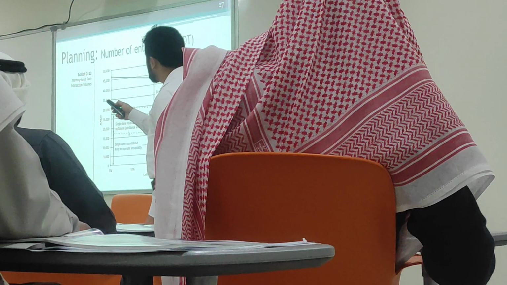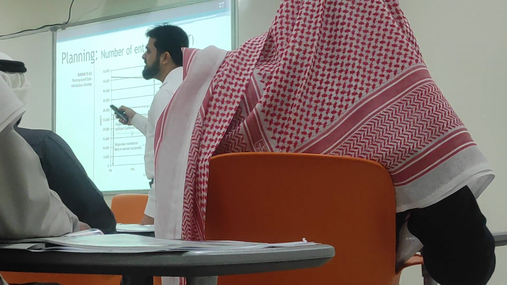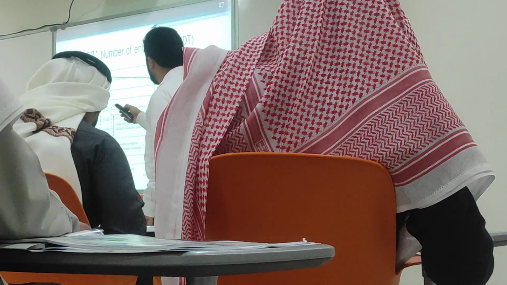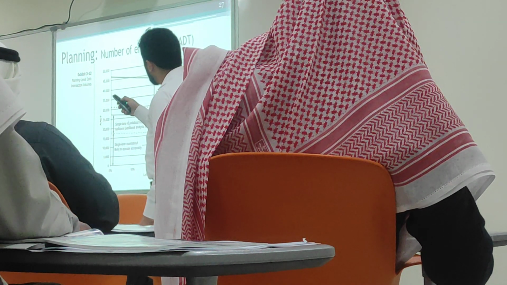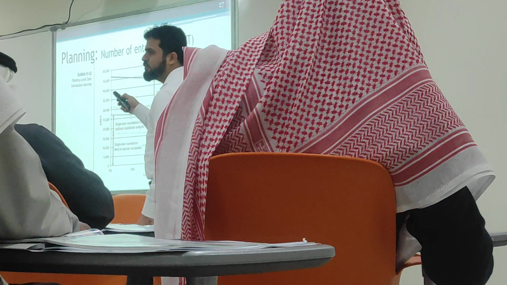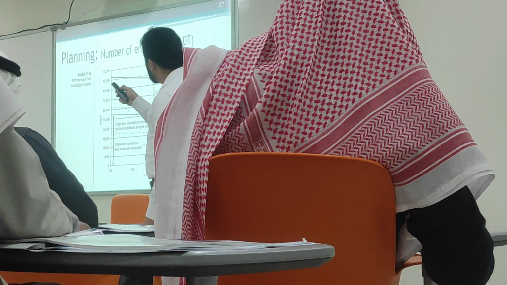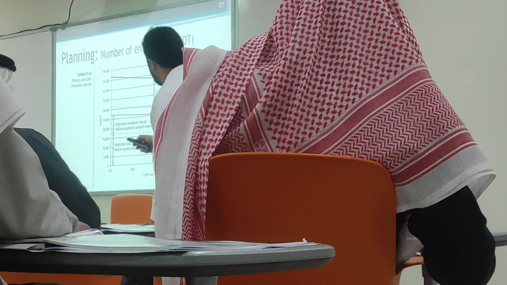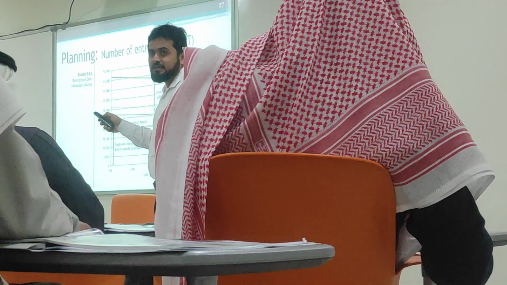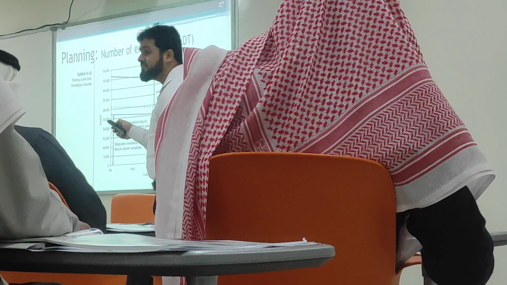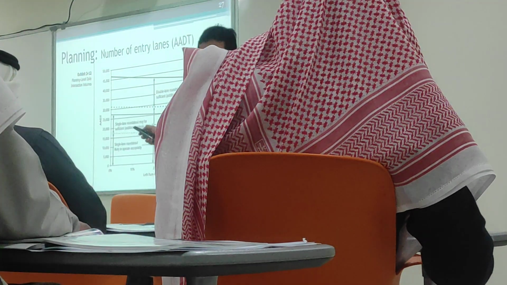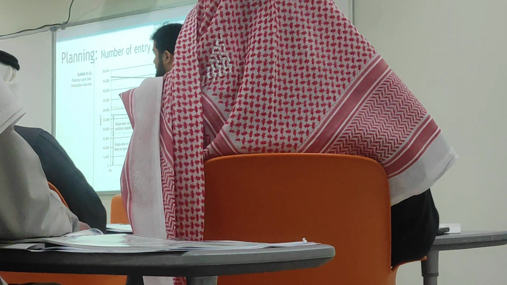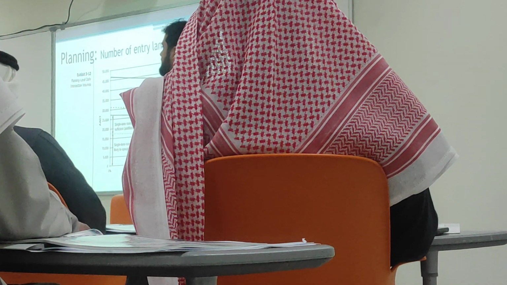Above this, in this second region, from 17,000 to almost 32,000, a single lane roundabout may be sufficient, but we need to do more analysis to see whether it is okay. Then there is a third region where you should provide a multi-lane roundabout. On the y-axis it is ADT, traffic volume, and on the x-axis we have left turn traffic percentage.